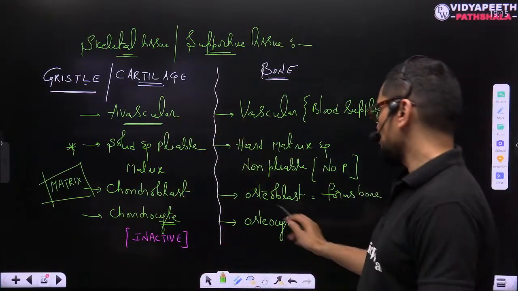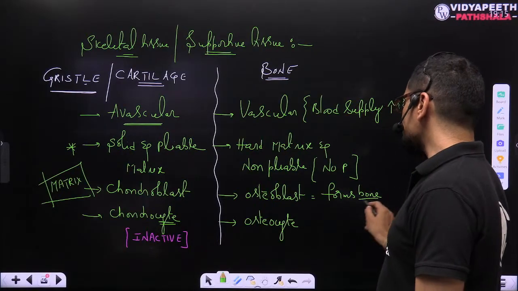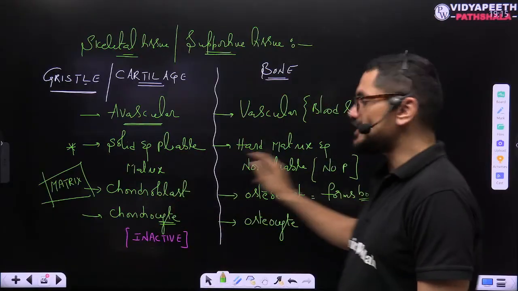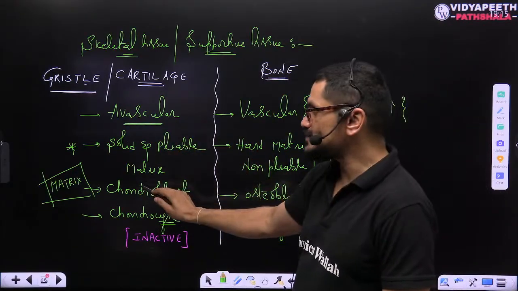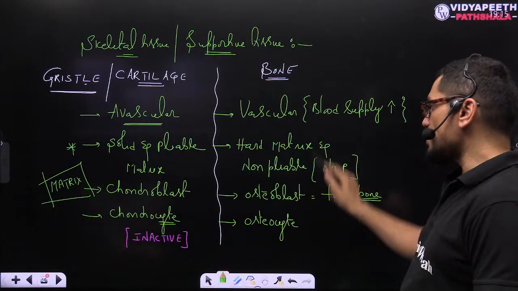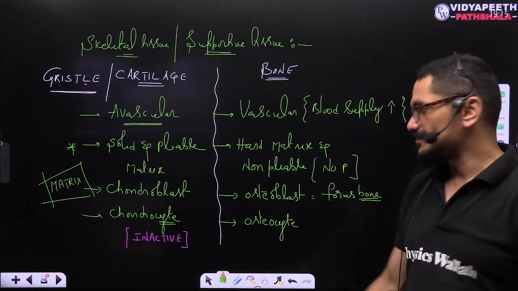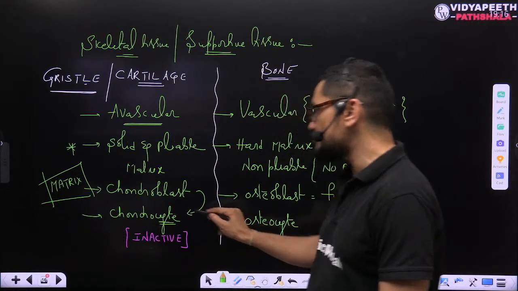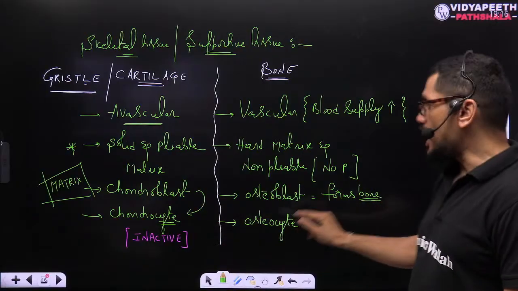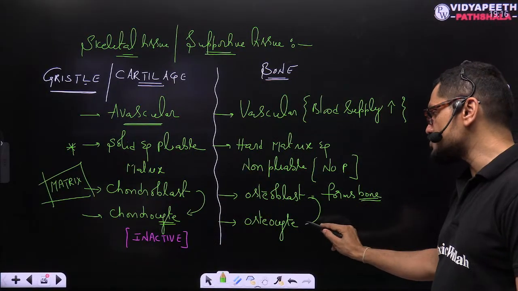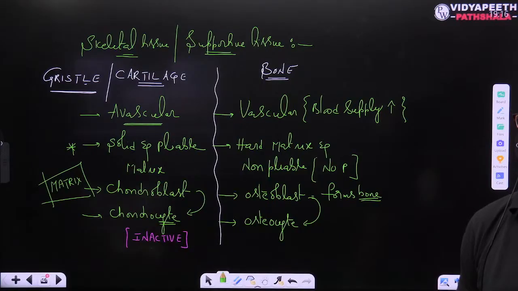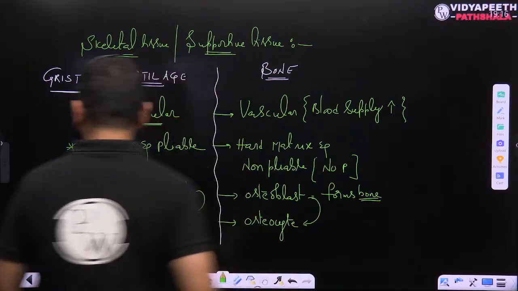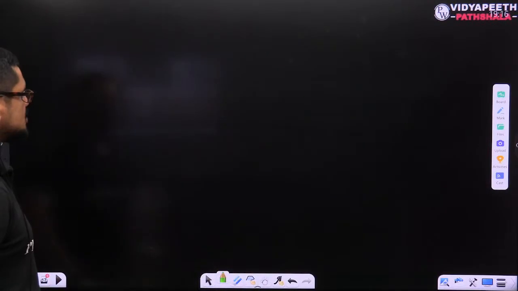Osteoblasts form bone. Here it forms the matrix, here it forms the bone. Here cartilage is formed by chondroblast. Here bone is formed by osteoblast. So after the formation of the cartilage, the chondroblast should be called chondrocyte. After the bone has been formed, osteoblast should be called osteocyte. That's it. Okay, clear?